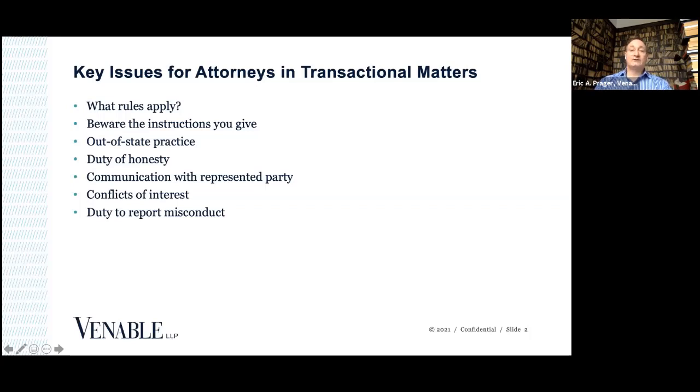I'm going to focus this presentation on the New York rules, but they're very similar across the United States, and I'll flag some differences where they're germane. But I should mention there's no substitute for consulting your own rules in the state where you're admitted to practice. They can vary, and if there's an ethics issue, it's important and worth taking a look.